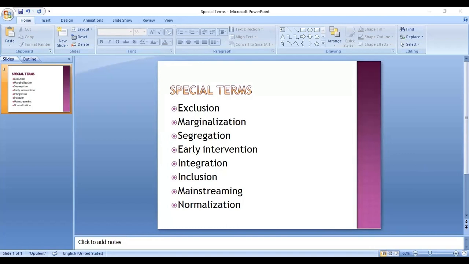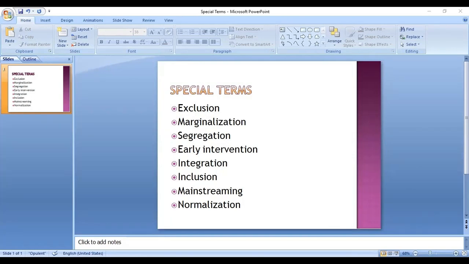Now, these are the special terms which we use in inclusive practices. First one is exclusion. Second one is marginalization, segregation, early intervention, integration, inclusion, mainstreaming, and normalization.